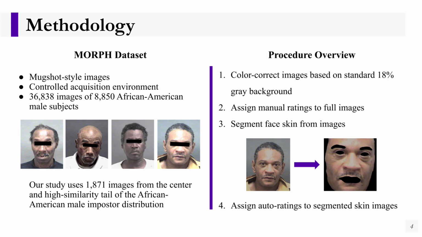distribution. A high-level overview of our procedure is as follows. First, we color-correct images based on the standard 18% gray background used in the acquisition of the Morph dataset. Then, we assign manual ratings to the full face images. Next, we segment face skin from images in order to assign automated ratings.